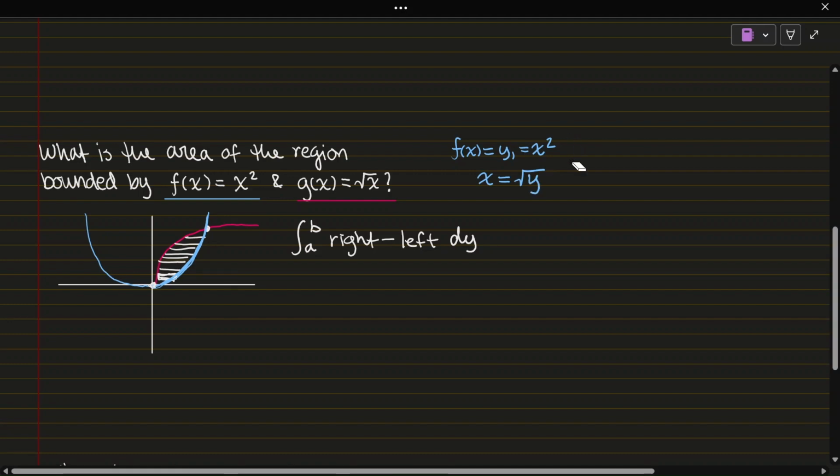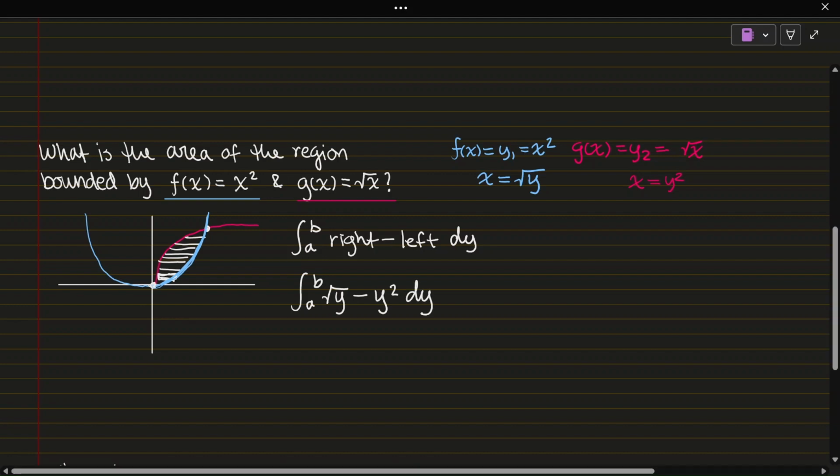And then we'll say g of x equals y2, and that'll be the square root of x. And now I can square both sides and get that x is equal to y squared. Cool. So from this, my right function is the square root of y, and my left function is y squared. So I can take the integral from a to b of the square root of y minus y squared dy.